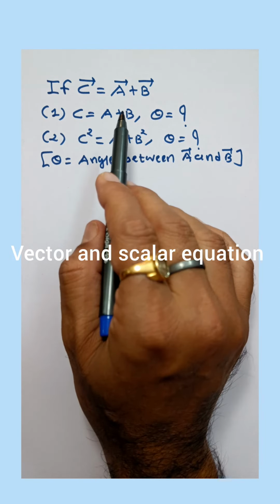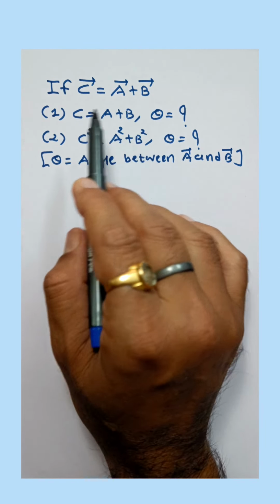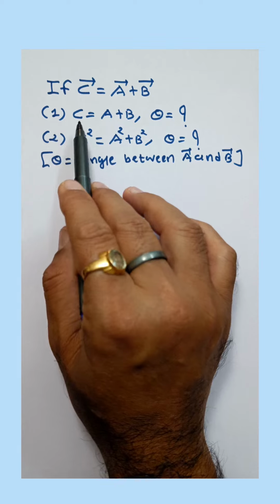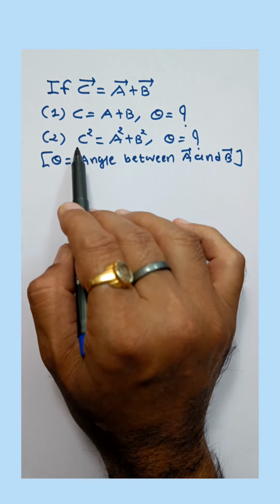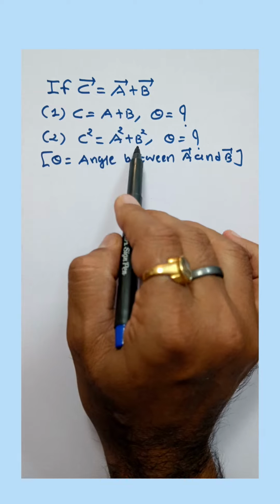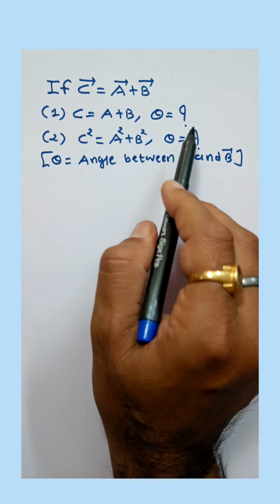If C vector is equal to A vector plus B vector, then first question: if C is equal to A plus B, find out the angle between A and B. Second question: if C square is equal to A square plus B square, find out the angle between A and B.